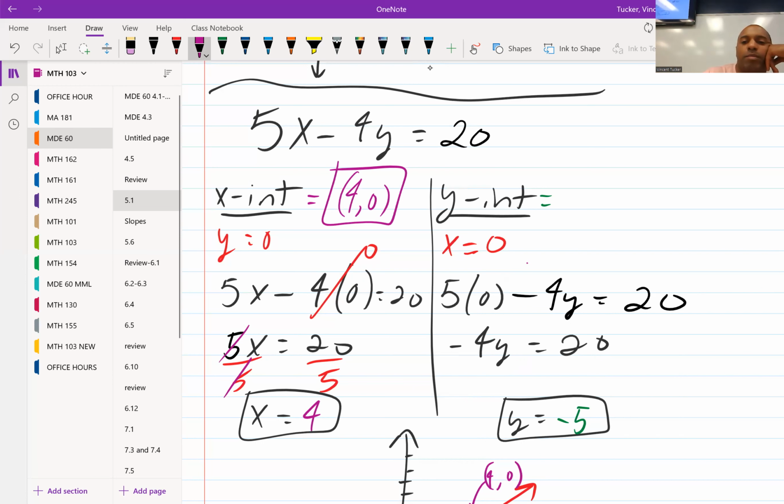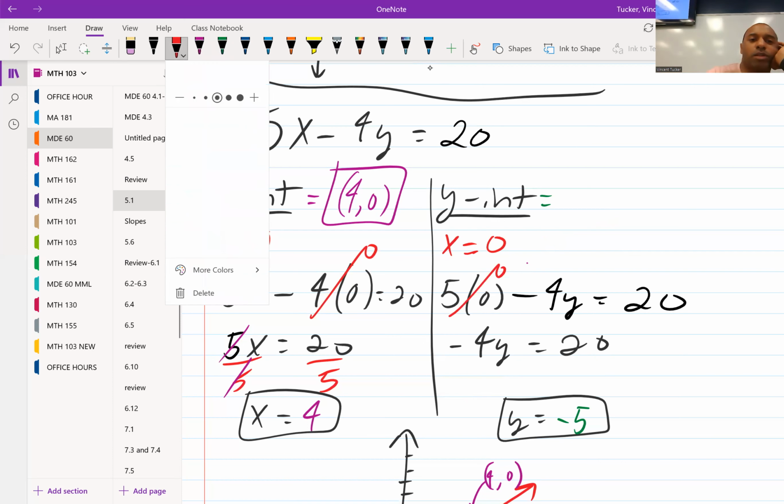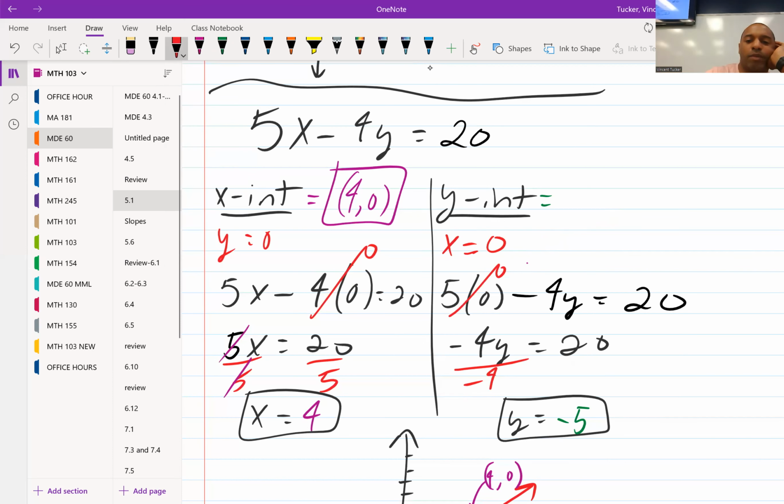Then to find your y-intercept, we let x be equal to 0. 5 times 0 is 0, leaving us with negative 4y equal to 20. Make sure you don't lose that negative. That's a minus 4y, so that negative needs to stay attached to your 4. Then divide both sides by negative 4. 20 divided by negative 4 is negative 5. So the ordered pair here is (0, -5).